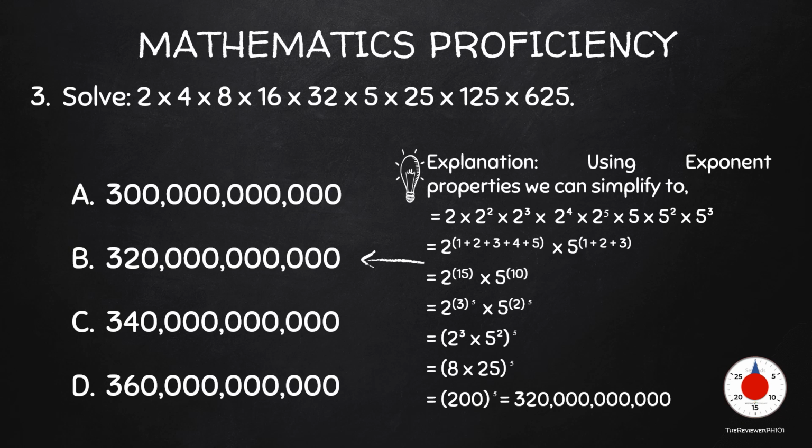Explanation: using exponent properties, we can simplify to 2 times 2 raised to 2 times 2 raised to 3 times 2 raised to 4 times 2 raised to 5 times 5 times 5 raised to 2 times 5 raised to 3 equals 2 raised to 1 plus 2 plus 3 plus 4 plus 5 times 5 raised to 1 plus 2 plus 3 equals 2 raised to 15 times 5 raised to 10 equals 2 raised to 3 raised to 5 times 5 raised to 2 raised to 5 equals 2 raised to 3 times 5 raised to 2 raised to 5 equals 8 times 25 raised to 5 equals 200 raised to 5, which is equal to 320 billion.